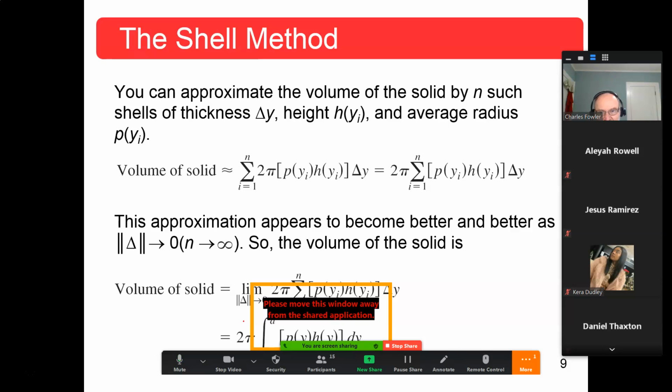replacing the summation. I can't get it to go away. It just hangs there. Oh, there it goes. The integral from c to d, p of y, h of y times dy. Let me get off this screen.